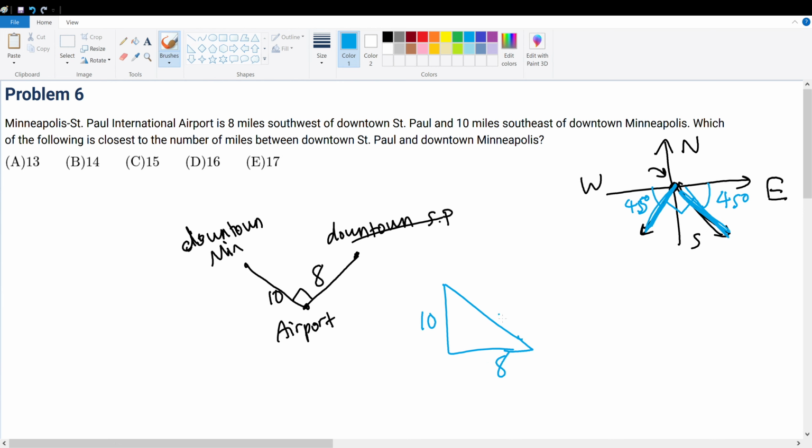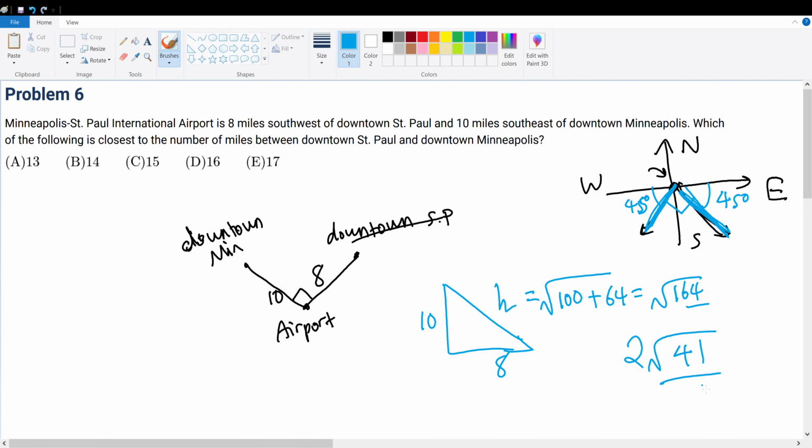the legs. That means the hypotenuse h will be equal to the square root of 10 squared, 100, plus 8 squared, 64, which is equal to root 164. Root 164, 64 is divisible by 4. So let's factor out a root 4, simplify to 2, divided by 41. 2 root 41. Well, root 41, what is the closest number to root 41?